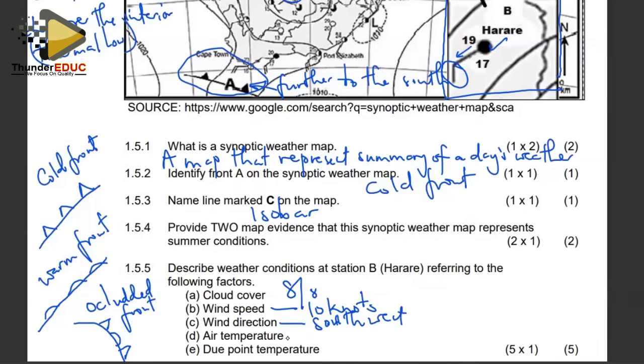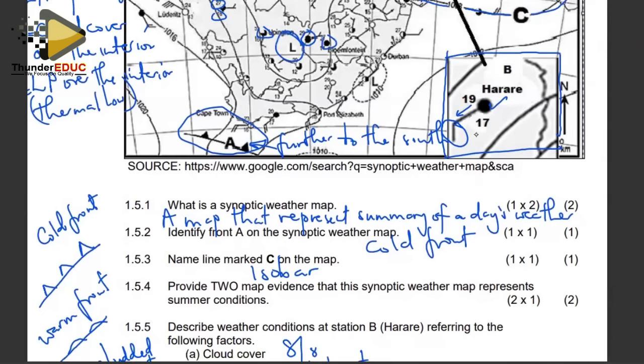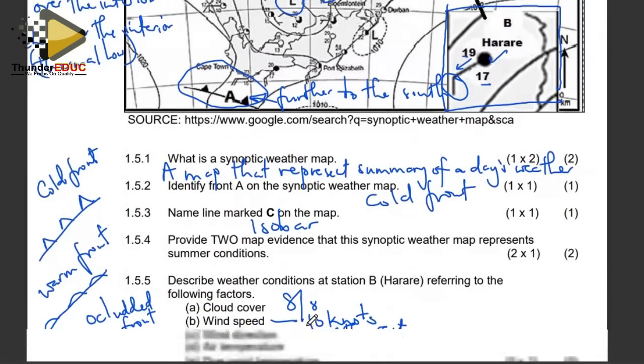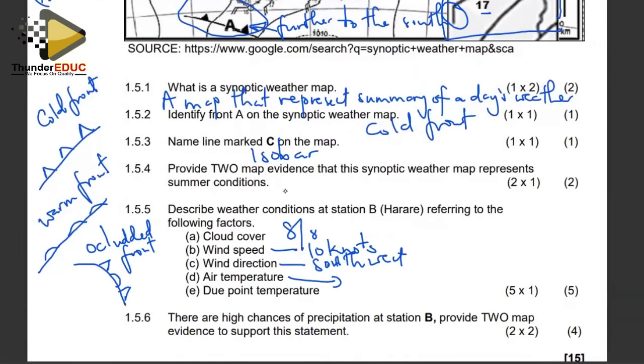Southwest. That is our wind direction. Air temperature is the higher value of temperature. Between the two, there's 17, which means this is the dew point, and air temperature is 19, which is the higher one. So it's 19 degrees Celsius. Remember, do not leave out units of measurement. It's 19 degrees Celsius. Then dew point temperature is the lower one. We have seen there it is 17 degrees Celsius.